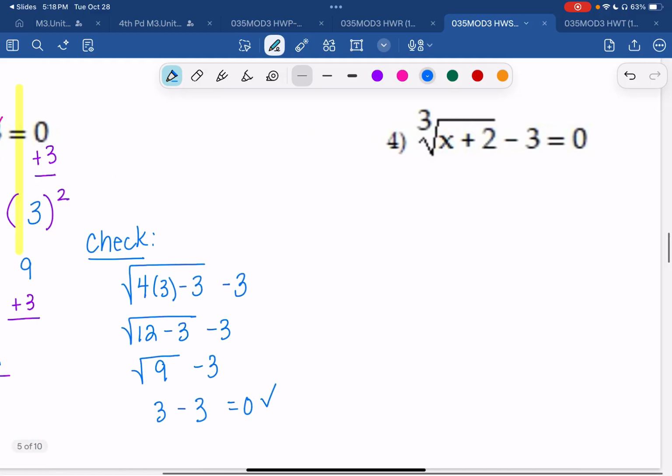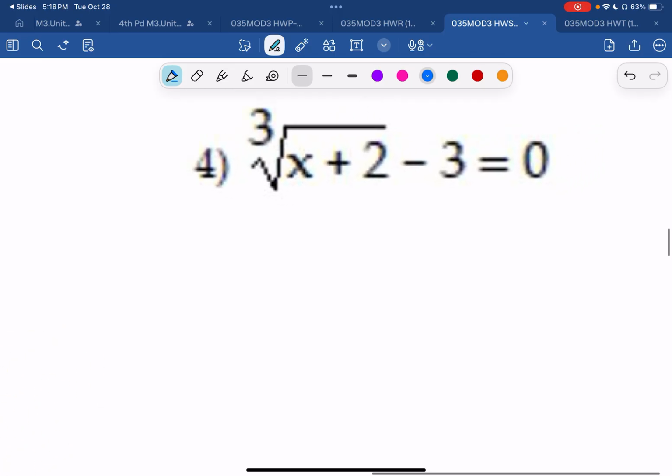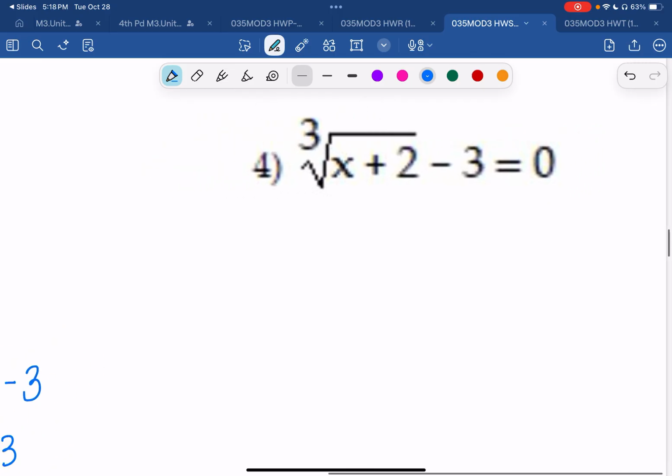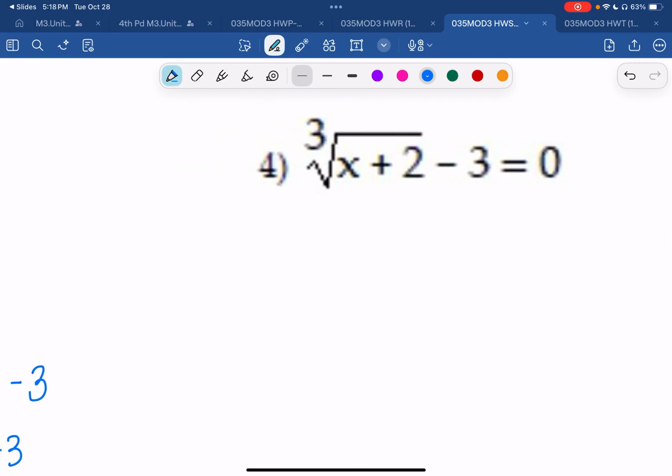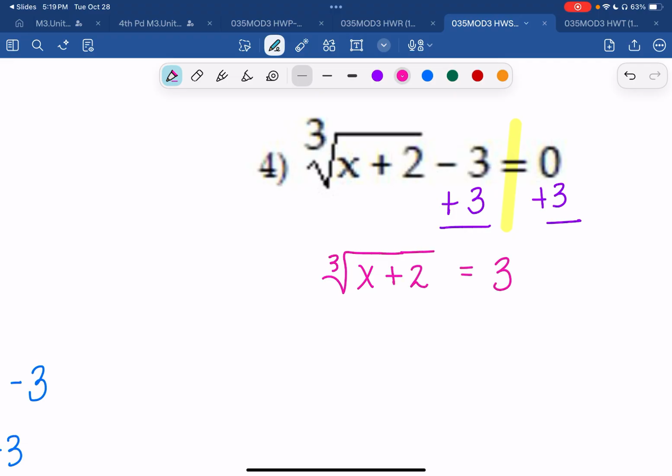Okay, question 4. All right, so here I do not have a square root this time. I have a cube root. But we're still going to do the same thing. We still need to isolate on one side of that equal sign. So the first thing I'm going to do is start out by getting rid of that 3. So I'm going to add 3 to both sides. So I've got a cube root of x plus 2 equals 3. Now it's isolated.